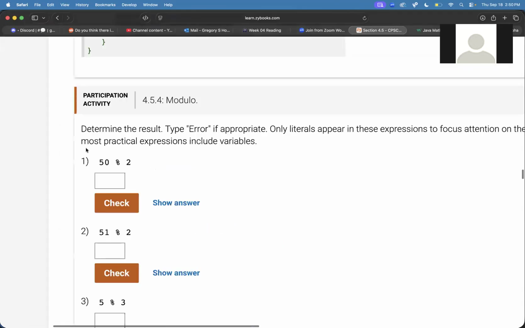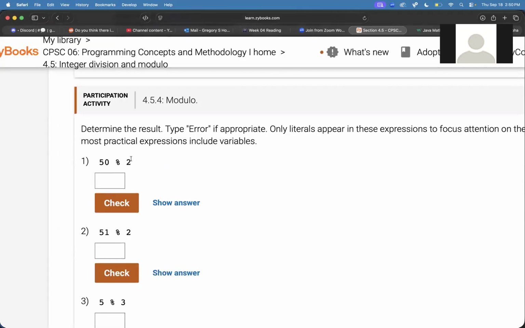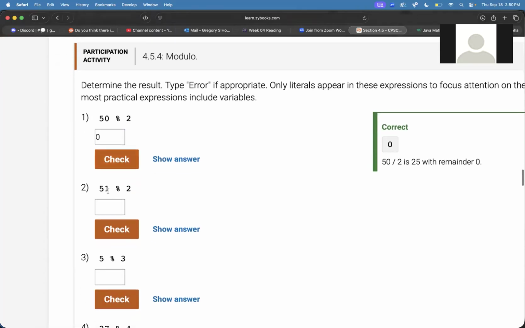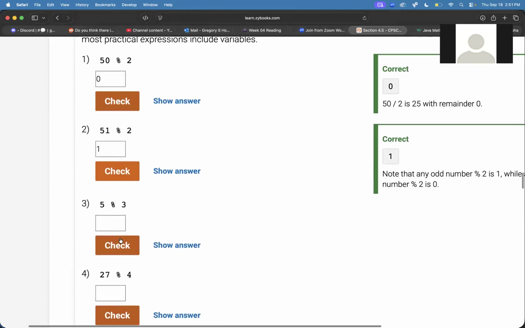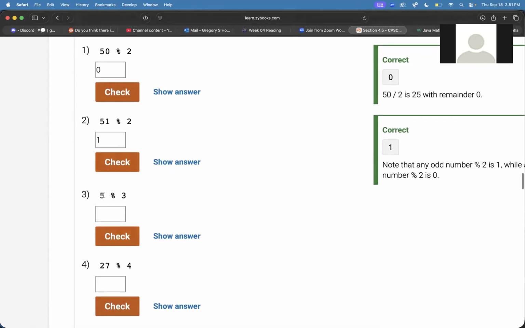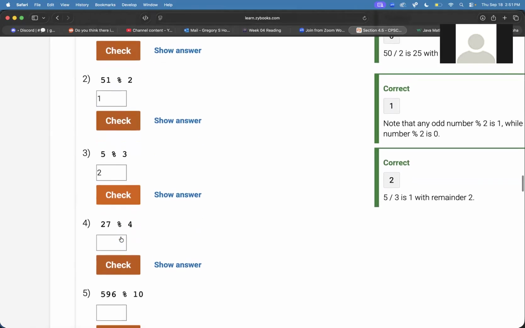So the key here is to remember that it's the remainder, not the quotient. Like 2 goes into 50 evenly, right? 2 goes into 50 25 times with remainder 0. 2 goes into 51. Well, 2 will go into 51 25 times, but that'll give you 50, so there'll be 1 left over. 3 goes into 5 one time, but 2 left over, right? So you have to understand this division with remainder concept in order to do these problems.